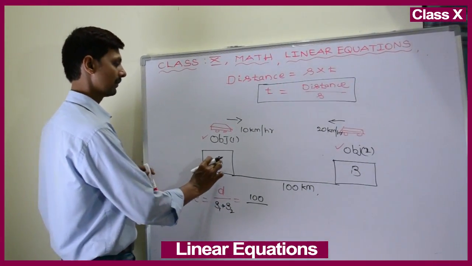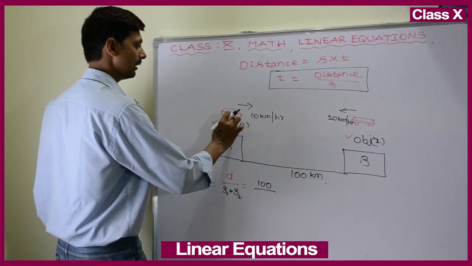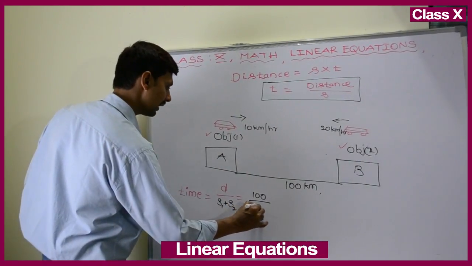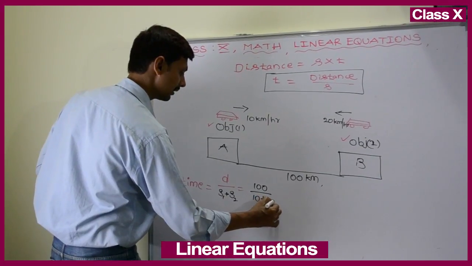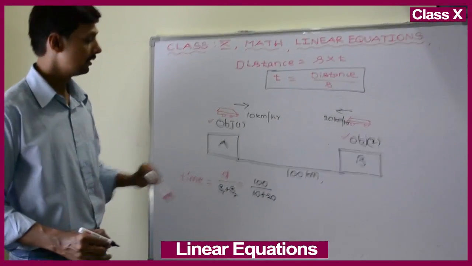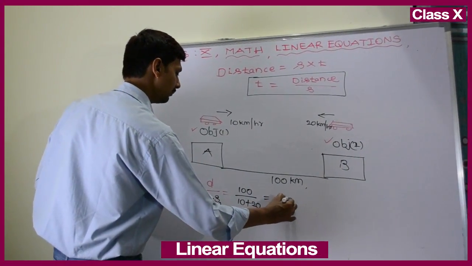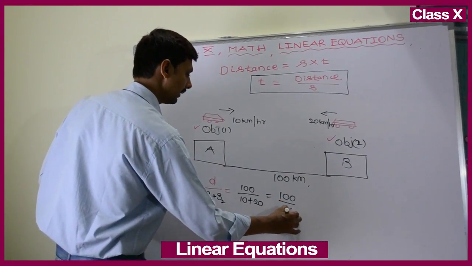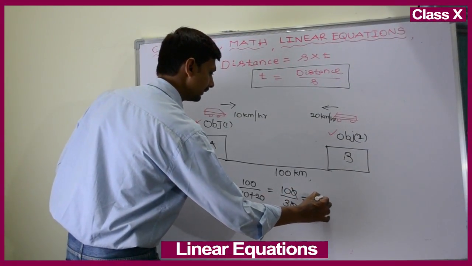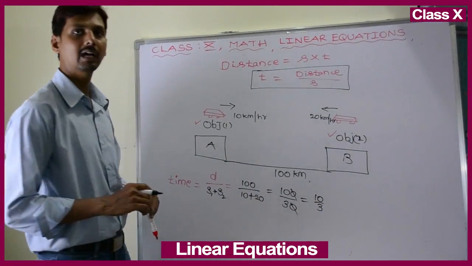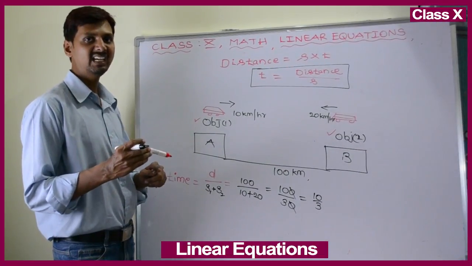So 100 by, car 1 started with 10 km per hour, so 10 plus, speed 1 is 10 and speed 2, the second car's speed, is 20. Let us simplify this. When we simplify, 100 by 30, the zeros cancel, and we get 10 by 3. After 10 by 3 hours, the 2 cars are meeting at one point.